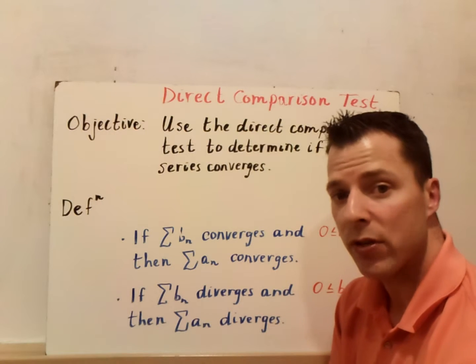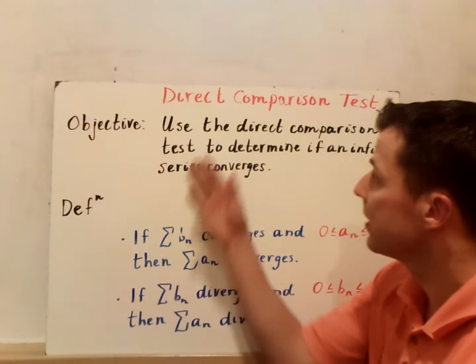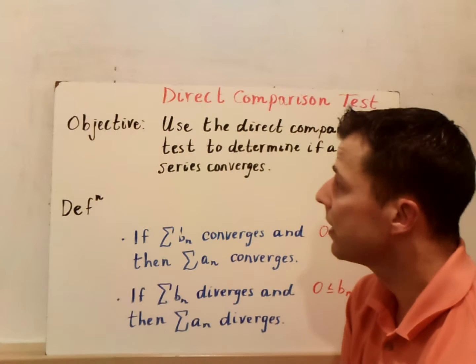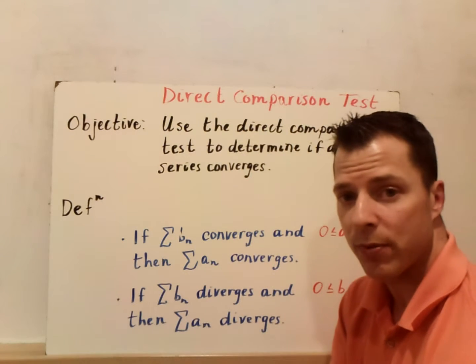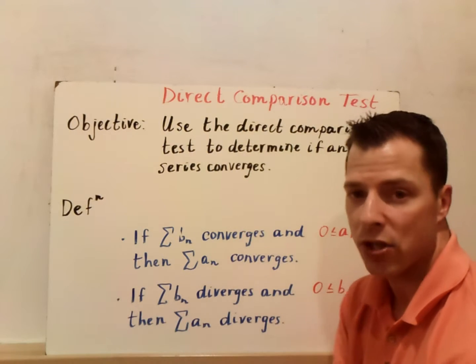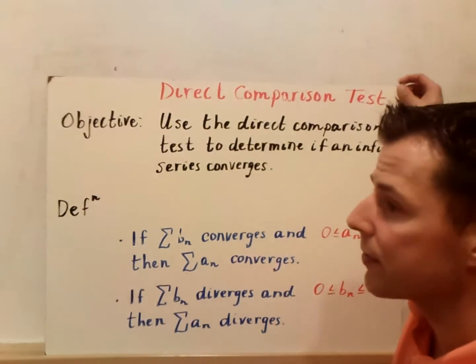The other part you might want to review is our p-series test video, because we're going to be using that example to explain why our b sub n terms converge. So let's look at some examples.